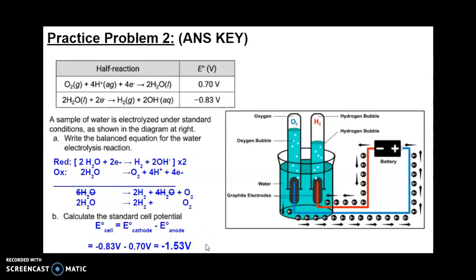This should make sense to you because this is an electrolytic cell. Remember, electrolytic cells are non-favorable when we're talking thermodynamics and therefore have negative voltages.